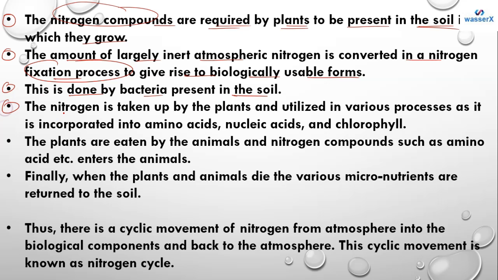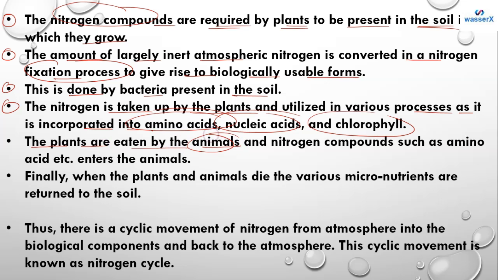Okay, then we have here the nitrogen is taken up by the plants. So after the fixation happens in the earth or soil, you can say, this nitrogen is further taken up by plants, and it is further utilized in various processes as it is incorporated. That's very important for the production of amino acids, nucleic acids and chlorophyll in the plant. Okay, then the plants are further eaten by the animals, right?